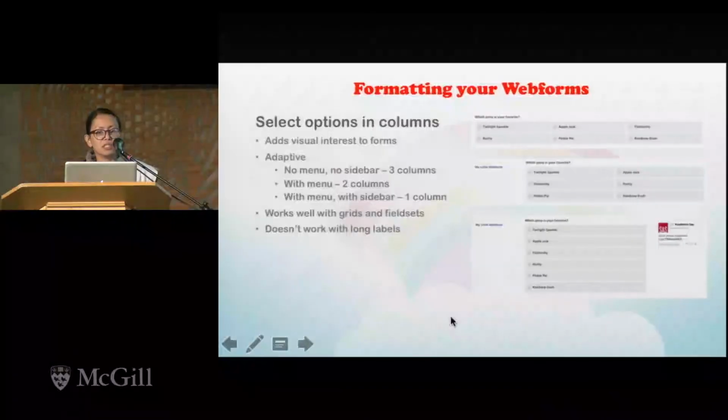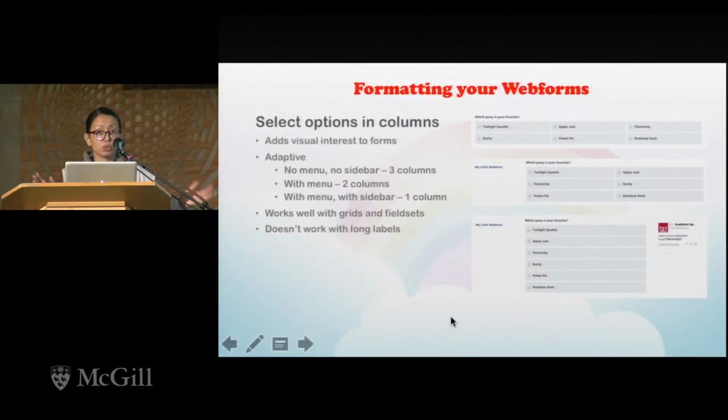Now, finally, select options and columns. If you've been working with Webforms relatively recently, you would have noticed by now that if you don't set your select options to display as a list box, they are going to be displayed as adaptive columns. And this works for checkboxes, radio buttons, and even limited select options. Now, this is a really cool way of breaking up long forms by adding visual interest.